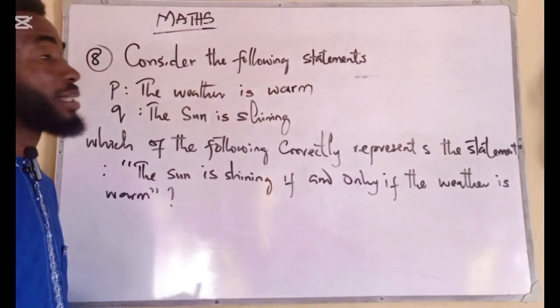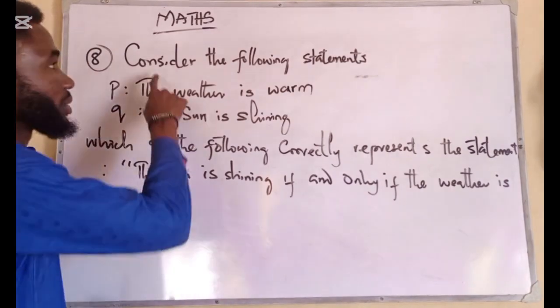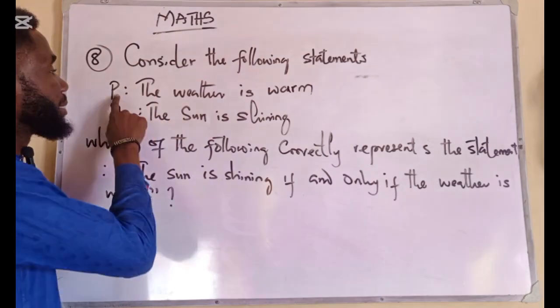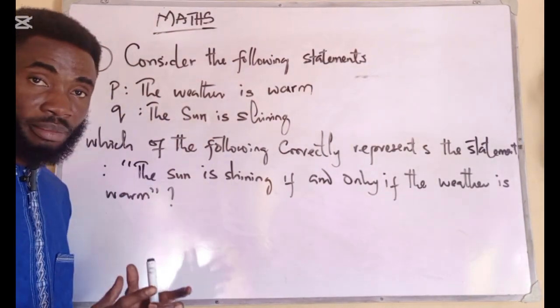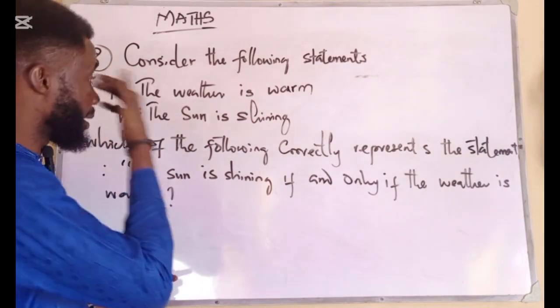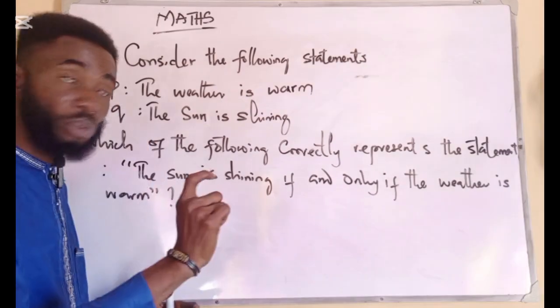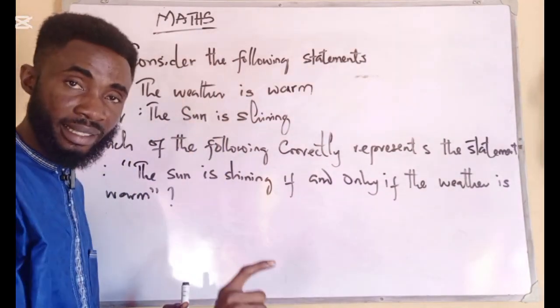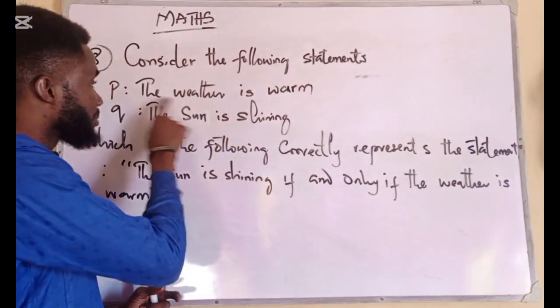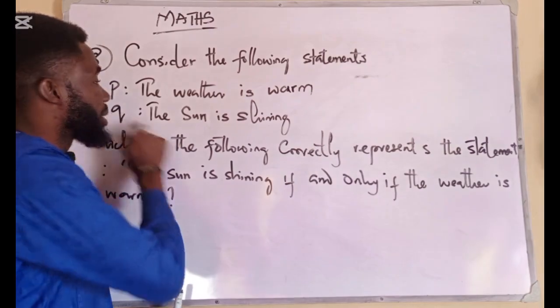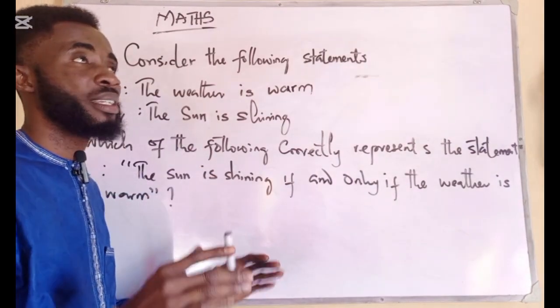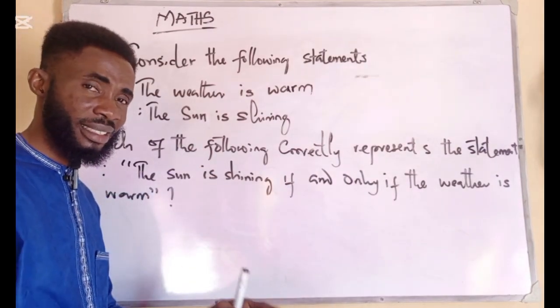This is question number 8 for 2025 WAEC objective questions, which is under logical reasoning. Consider the following statements. The first statement P is that the weather is warm. The second statement Q is that the sun is shining. So they will both work hand in hand.